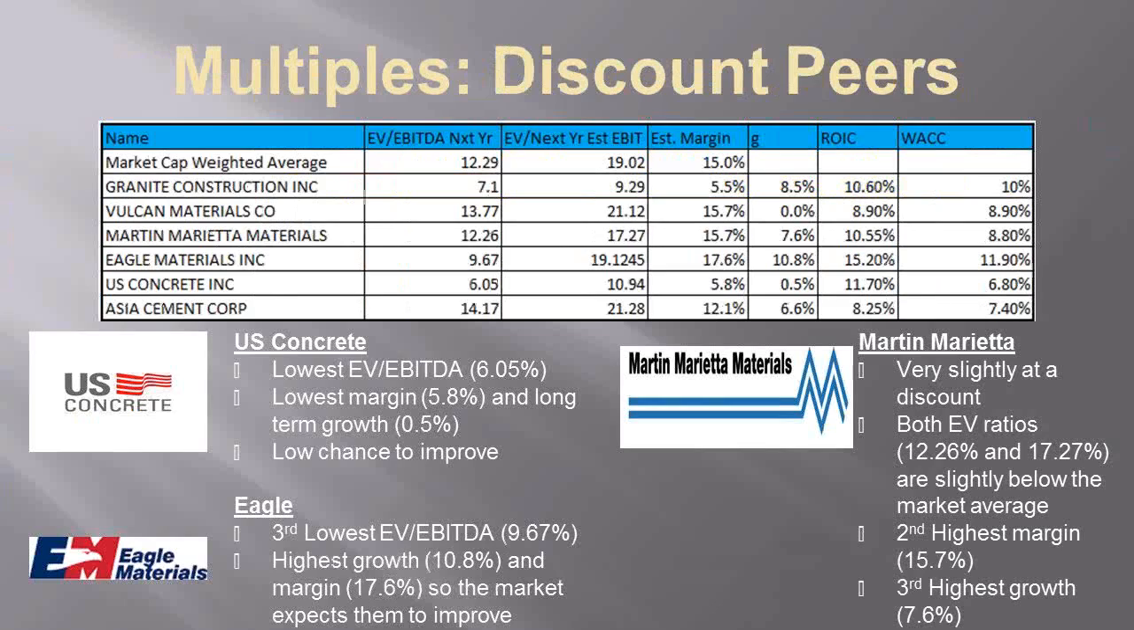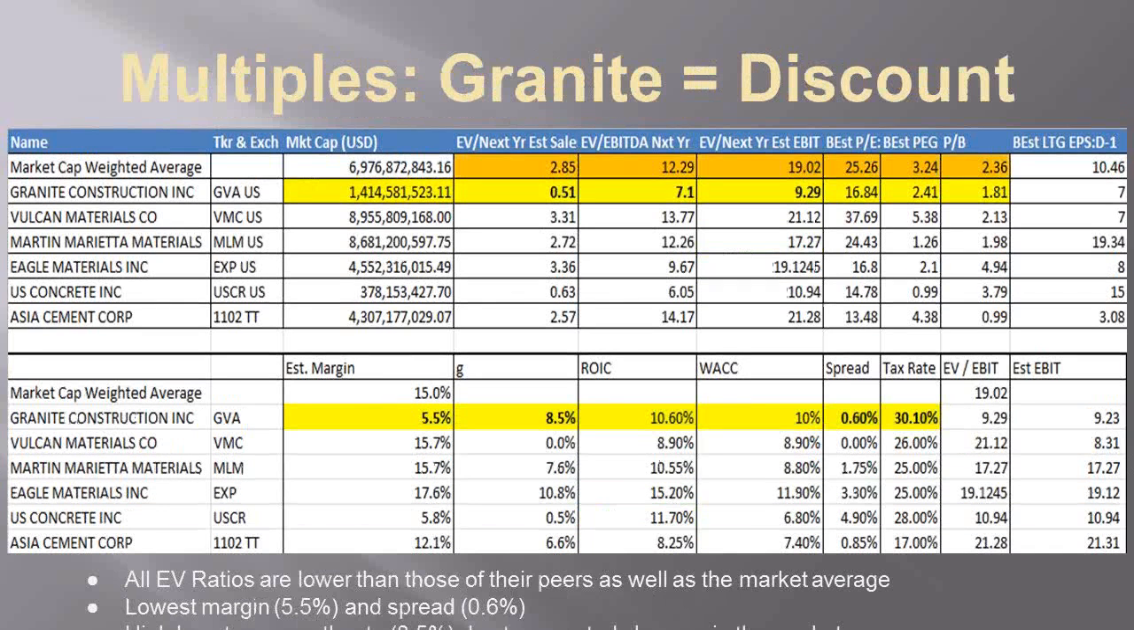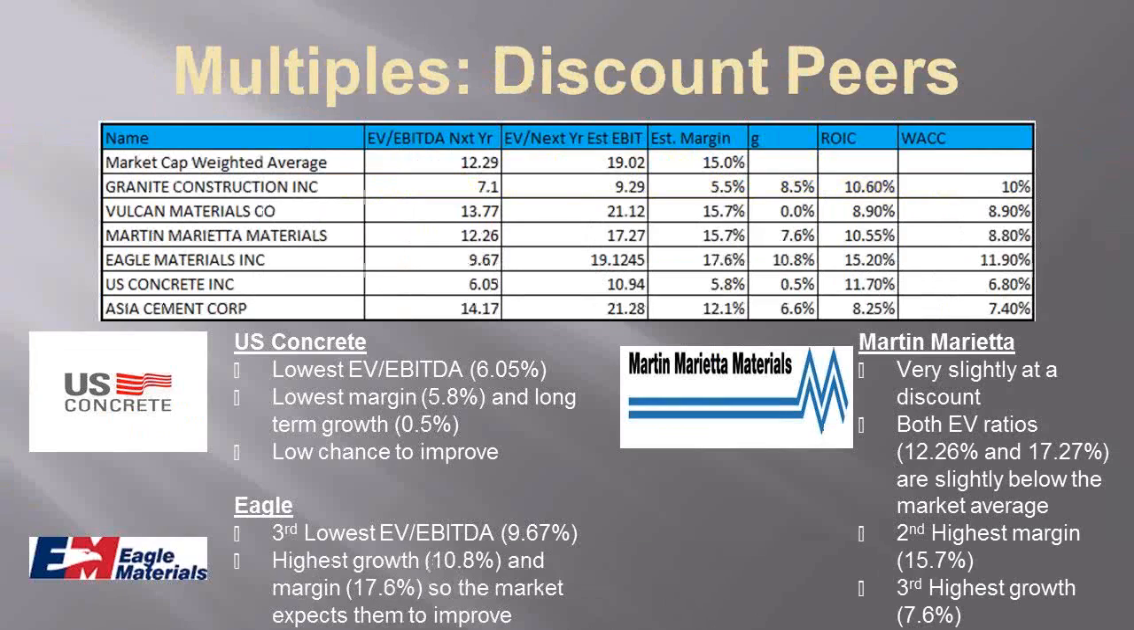So the other discount peer is US Concrete. They have the lowest EV to EBITDA ratio of 6.05 and a pretty low margin of 5.8 and a small long-term growth of 0.5%. We justify these because we believe they don't have a very good chance of improving their business. With that, US Concrete right now has a spread of 5.21, but with the data that we used, they have a spread of 4.9, so their spread actually decreased in the future years.